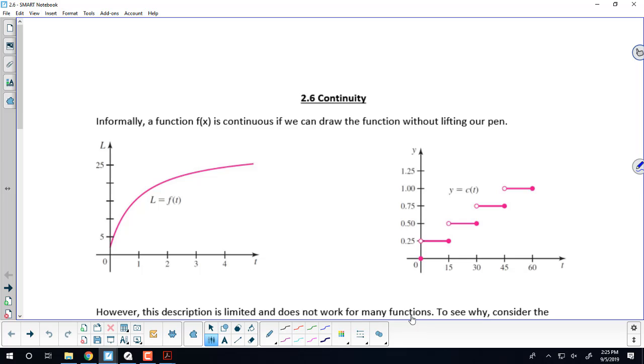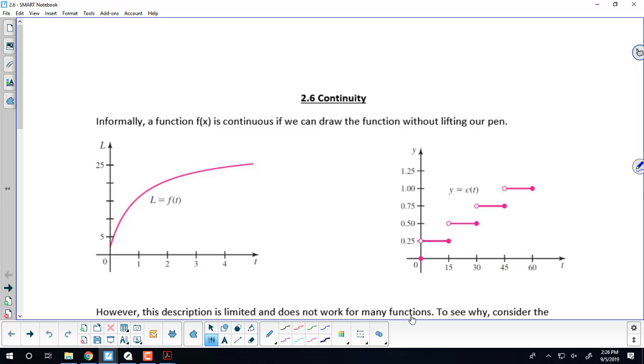I'll figure that out. All right, let's start 2.6. In 2.6, we're going to look at basically 3 main concepts: continuity at a point, continuity along an interval, and then we'll look at an implication of continuity.